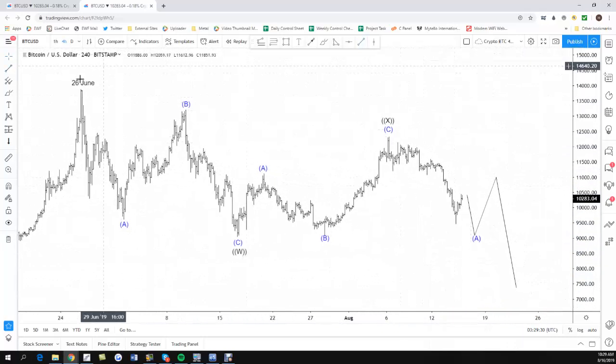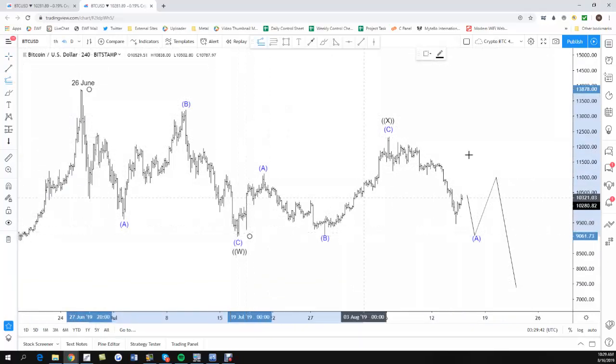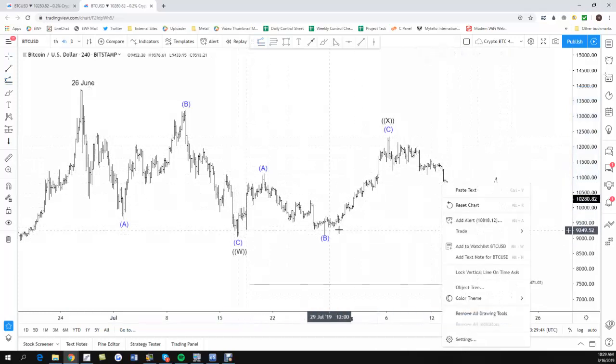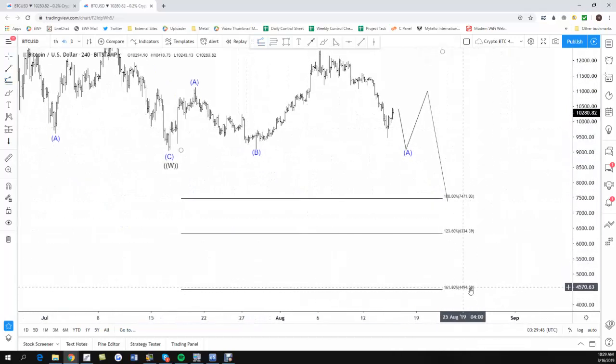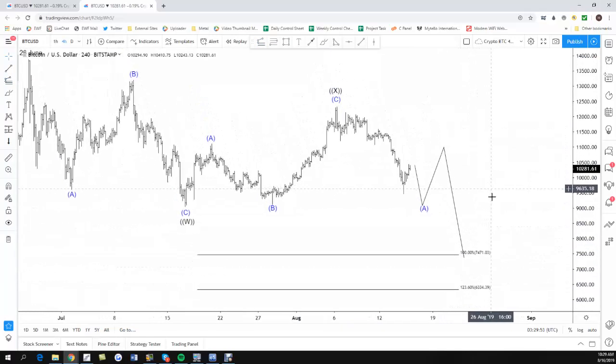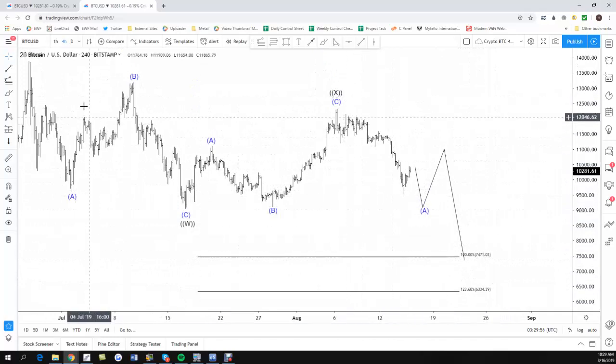So potentially, if this is truly a WXY in the larger degree, that suggests Bitcoin is going to be correcting more, a larger degree correction. If the Y is equal to the W, we can go as low as even 7,400. That's when the Y is going to be equal to the W. So we can go to 7,400, which is a 30% drop from where we are.